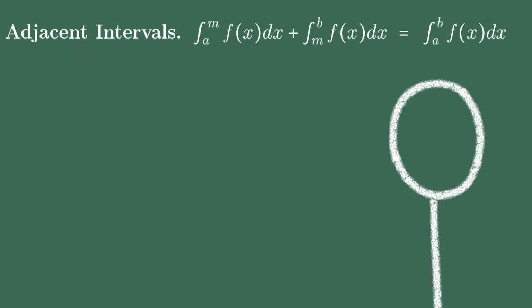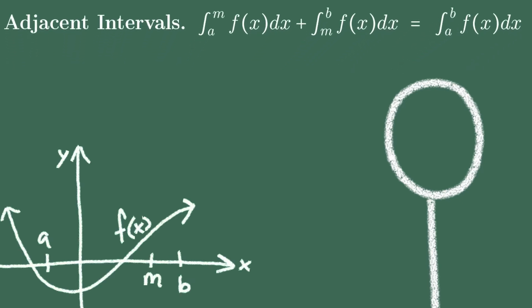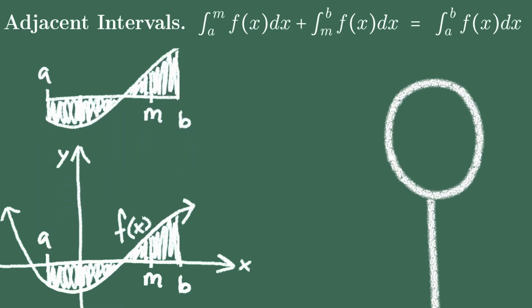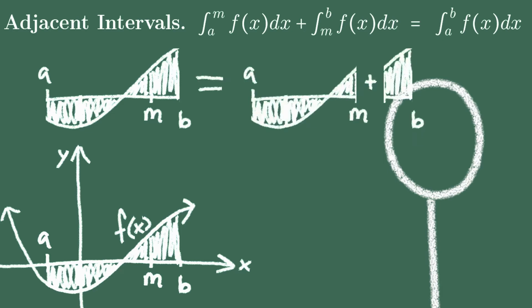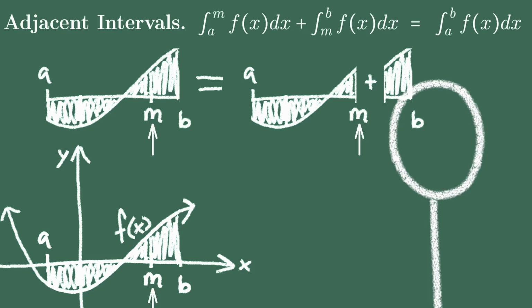Here. You see, definite integrals measure the net area under a curve f of x. And so the entire net area over a to b is equal to the sum of those above a to m and m to b. I'm using the letter m here because m is the monkey in the middle, somewhere between a and b.